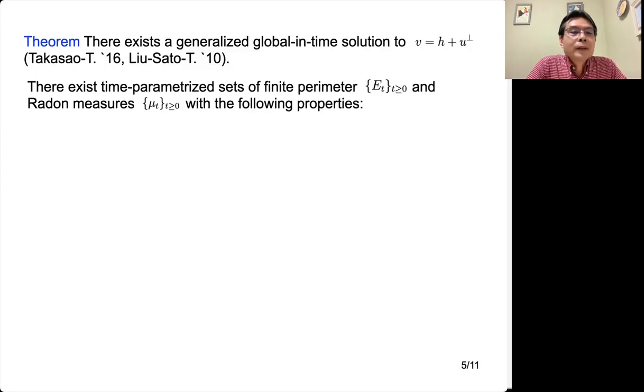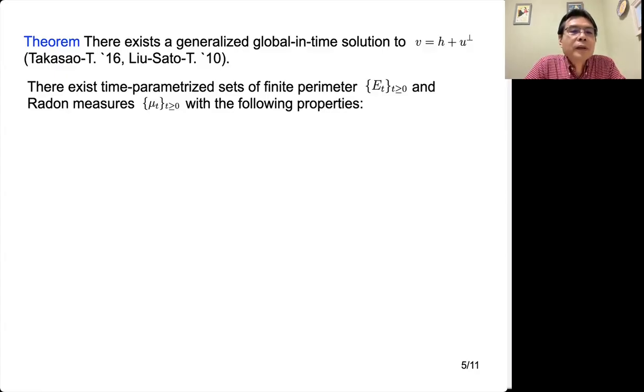Okay, so the precise statement is more or less the following. What we call a solution is the following. We have time-parameterized sets of finite perimeter E_t, and also Radon measures mu_t, where this Radon measure is like a surface measure of this evolving surface. Instead of looking at the surface, in geometric measure theory what people usually do is look at the surface measure instead. So mu_t is actually a surface measure, really, and with this motion law satisfied.